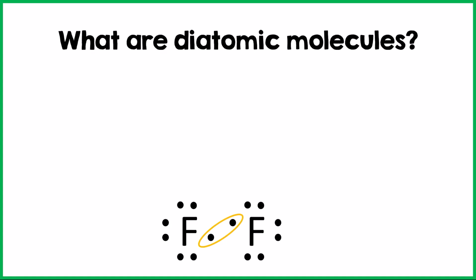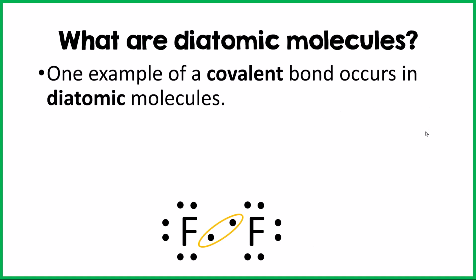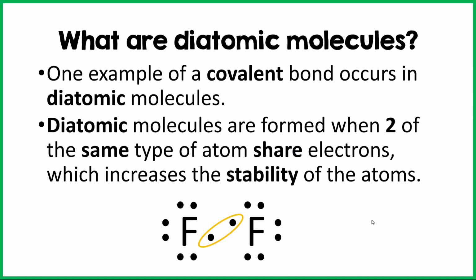So let's shift into a discussion now about covalent bonds in the form of diatomic molecules. So one example of a covalent bond is a diatomic molecule. And diatomic molecules are formed when two of the same type of atom share electrons. So exactly the same element, exactly the same type of atom sharing electrons, which increases the stability of the atoms.